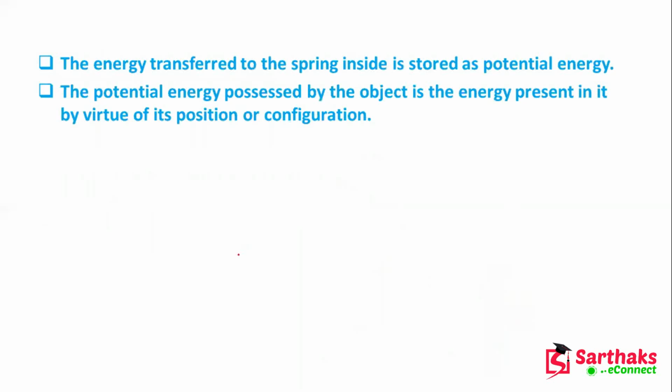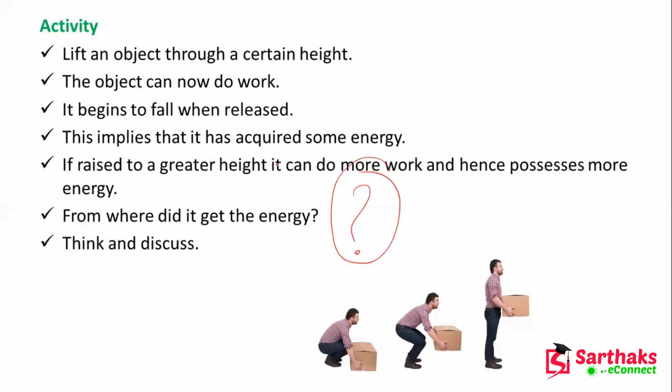Okay, so the energy transferred to the spring inside the toy car is stored as potential energy. The potential energy possessed by an object is the energy present in it by virtue of its position and configuration. That is for the previous case, the man who is lifting this case. Okay, this is for this case.